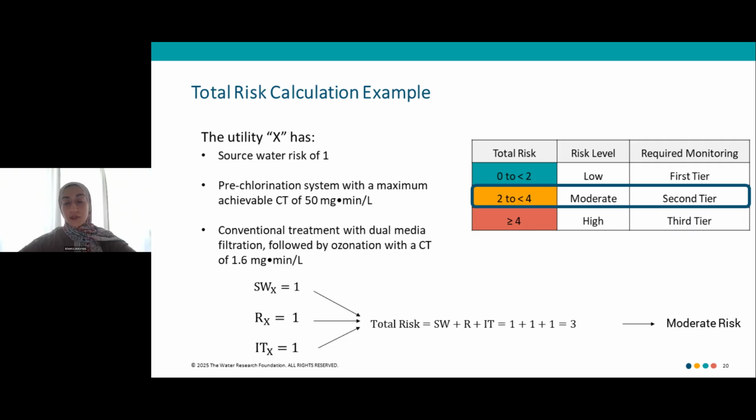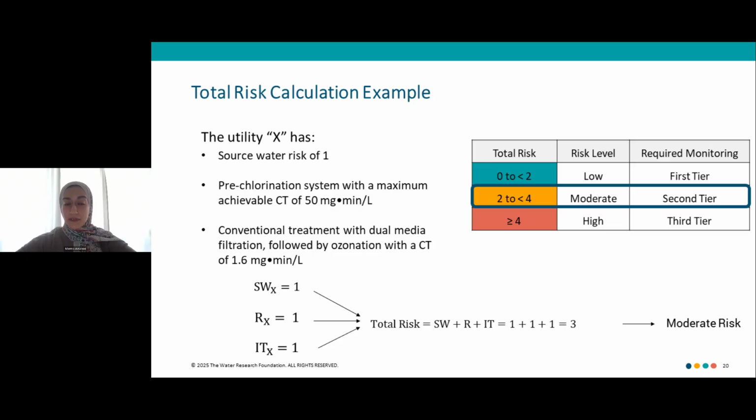So now that we have covered all 3 parts of the risk, how can we combine all of them in order to find that total risk level? Remember the example that we had earlier, we were talking about a utility X. That utility X had a source water risk of 1, according to the table that we created. But that utility has a pre-chlorination system with a maximum achievable CT of around 50 milligram-minutes per liter. And then they have a conventional treatment with dual media filtration followed by ozonation with a CT of 1.6 milligram-minutes per liter.